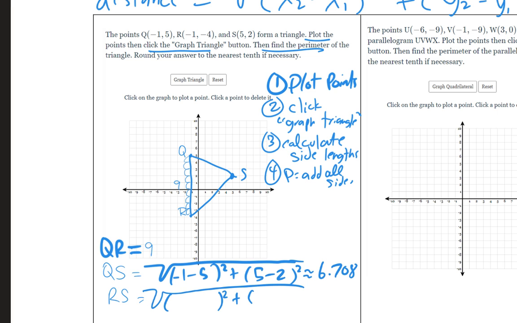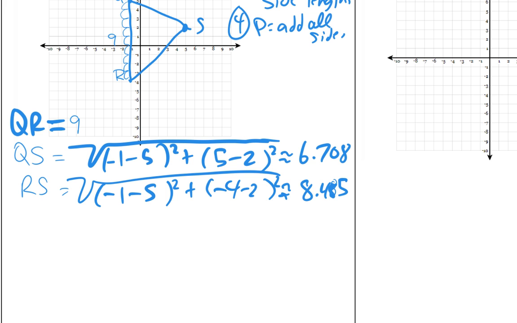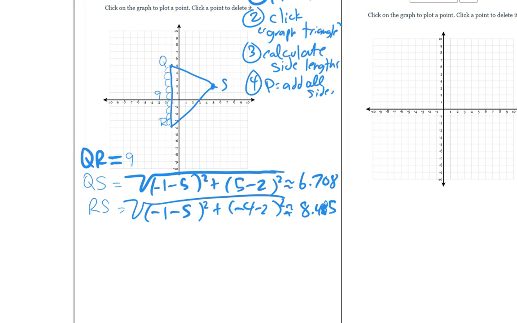Okay, RS, let's do that one. Just like that. So R and S, so -1 minus 5, and then -4 minus 2. If we put that into our calculator, that's going to give us approximately for RS 8.485. Okay, so once we find that, let's go ahead and type that in.